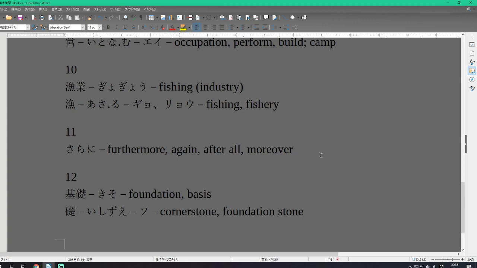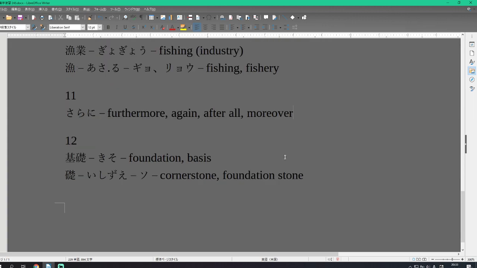Sarani. Furthermore, again, after all, or moreover. And our last word for the day is kiso. Ki on the left side is a basis or foundation of something. So on the right side is the cornerstone or foundation stone. So together they have two words that mean essentially the same thing: a foundation or basis.